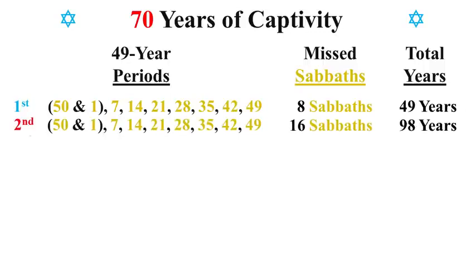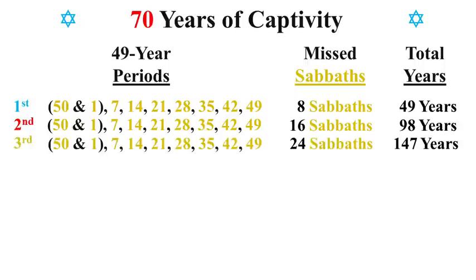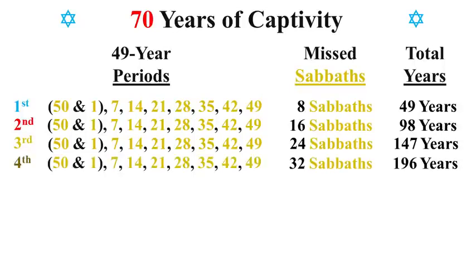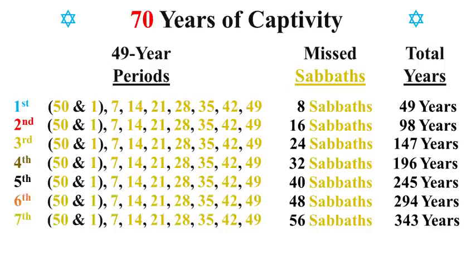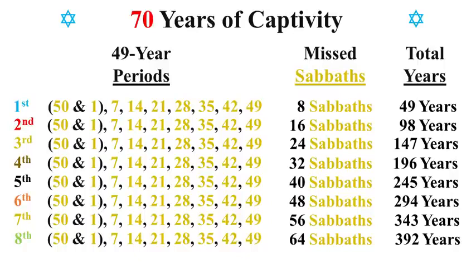The second 49-year period, there's another 8. So in 98 years, they missed 16 Sabbaths. In 147 years, they missed 24. 32, 40, 48, 56, and they missed 64 Sabbaths in the 392-year period. Well, that's not 430 years. We're still 38 years short of the 430 years that they missed.